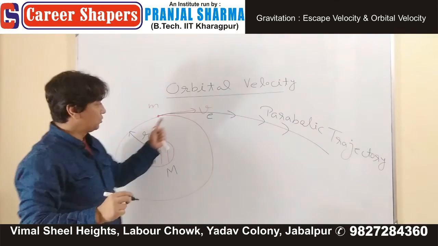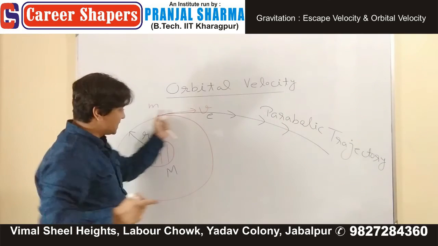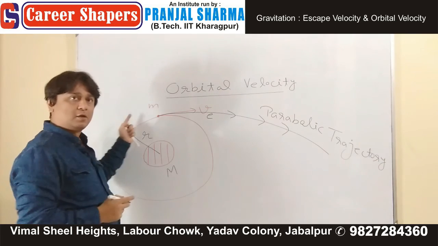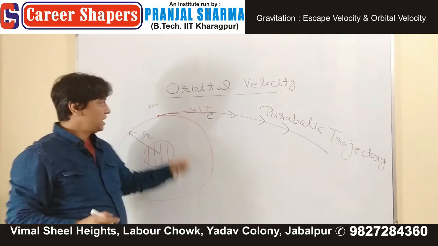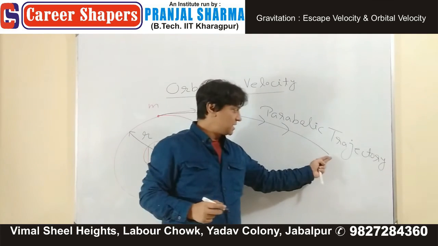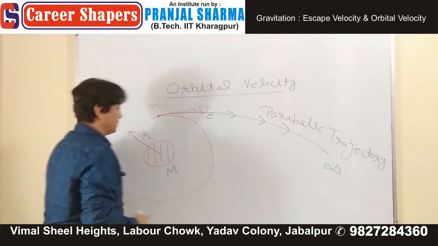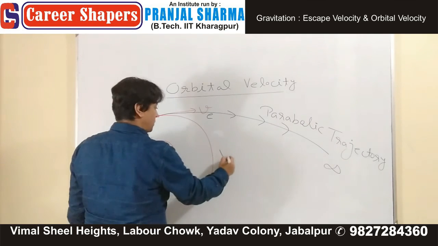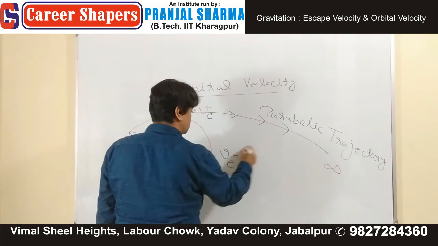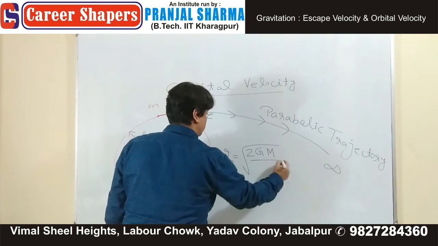If you throw this object with VO, then trajectory is what? Circular. If V is what? VO. If V is made VE, it follows this parabolic trajectory and reaches infinity. Now, what is the formula for VE? Formula for VE was root over 2GM by r.